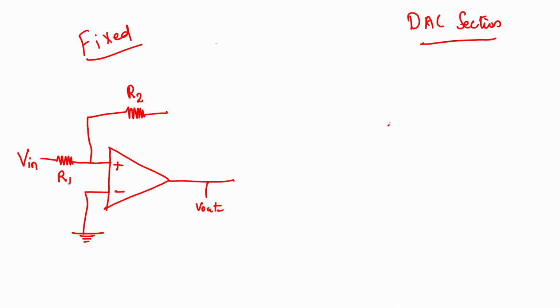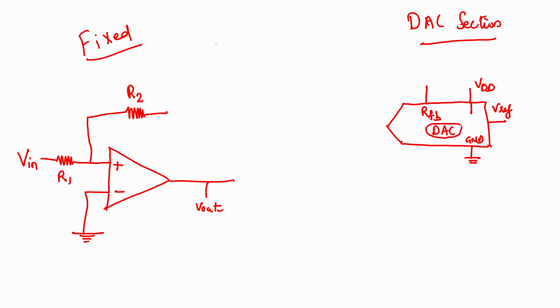So let us take a DAC. We will have a VREF, let us keep it there. You have a VDD, you have a ground which is grounded here. You have a feedback resistor RFB. So this is your DAC. You have IOUT1, you have IOUT2. As per our previous design, IOUT2 should be grounded.